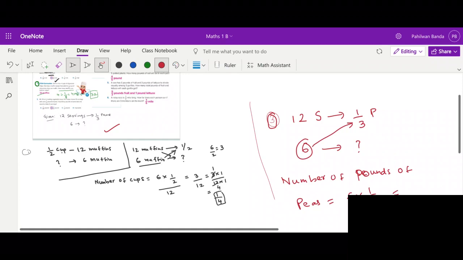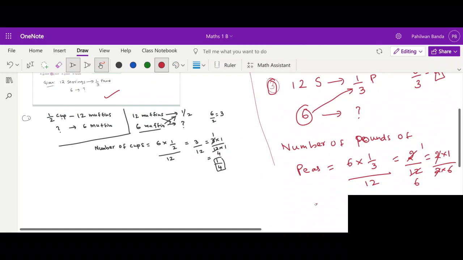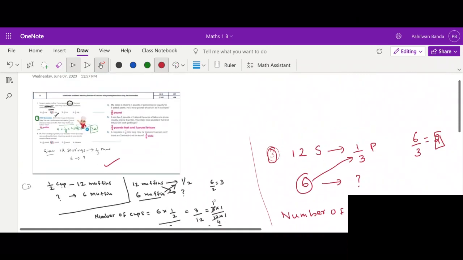12 servings. So 6 by 3 is 2, over 12. When you divide 6 over 3, you get 2. 6 is divisible by 3 2 times. In the denominator you have 12. 2 can be written as 2 into 1 and 12 can be written as 2 into 6. So 2 gets cancelled, and you are left with 1/6. So the right answer is 1/6.